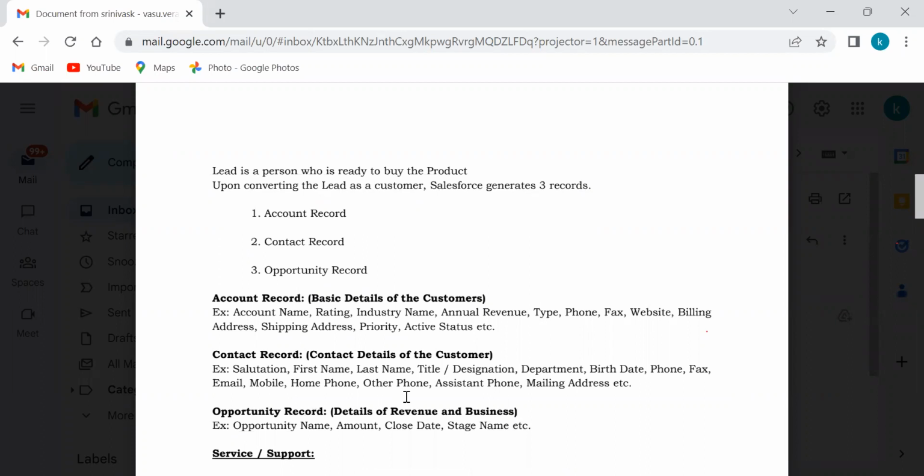Like that, they'll be adding all the items or groceries which you have purchased, and they'll be showing the total bill amount also. That is what is called opportunity. That means how much business or how much revenue you have generated with them is called opportunity. So upon converting a lead into a customer in Salesforce, automatically these three records will be generated: account, contact, and opportunity record.